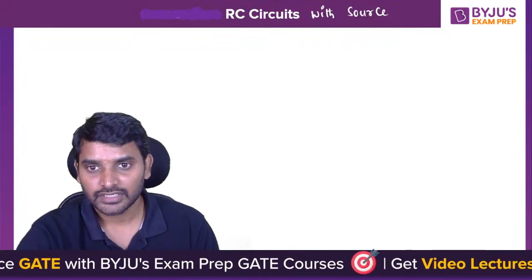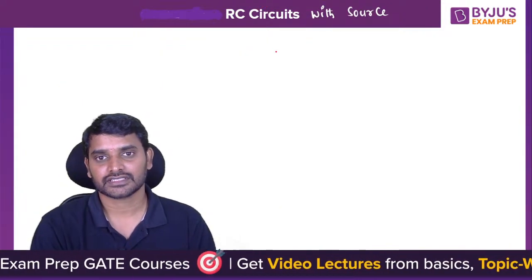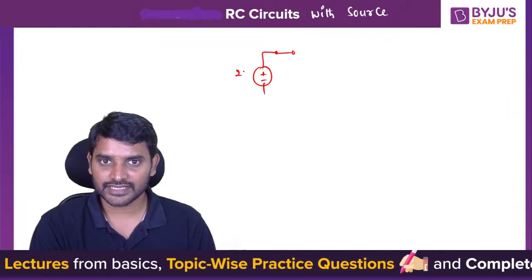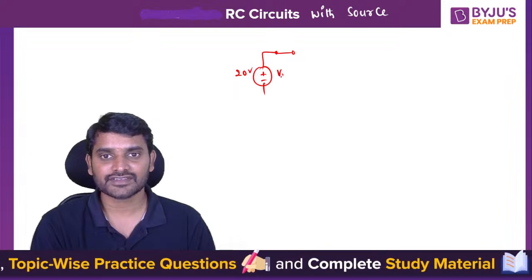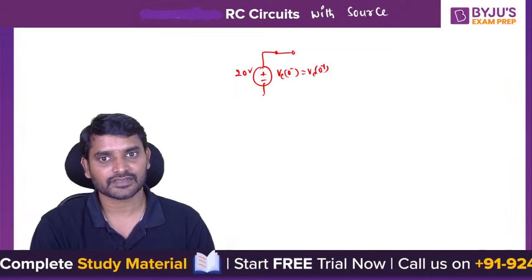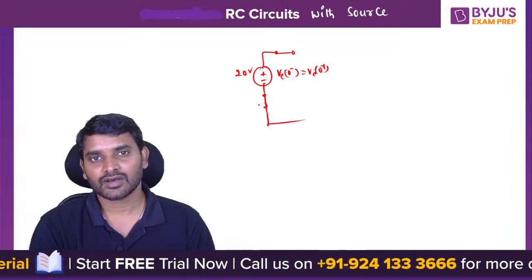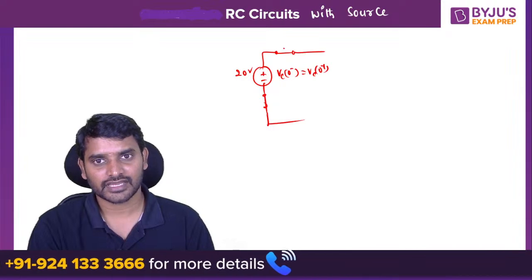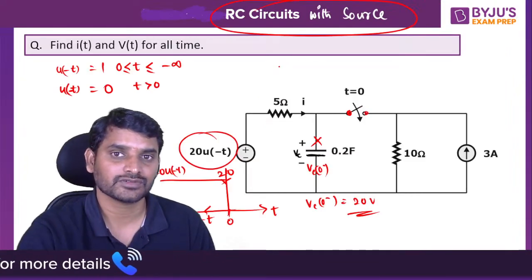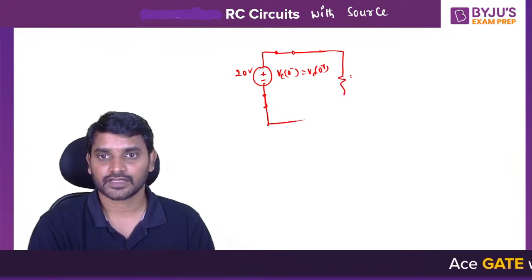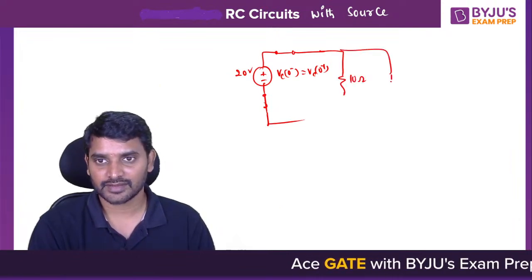Alright. Now, if you close the switch, the capacitor initial voltage is 20. I can write Vc of 0 minus and Vc of 0 plus, both at that instant will be the same. Now, at t equal to 0 plus instant, the capacitor acts like a short circuit. And I am closing the switch at t equals 0 instant: this is 10 ohm and a 3 ampere current source.